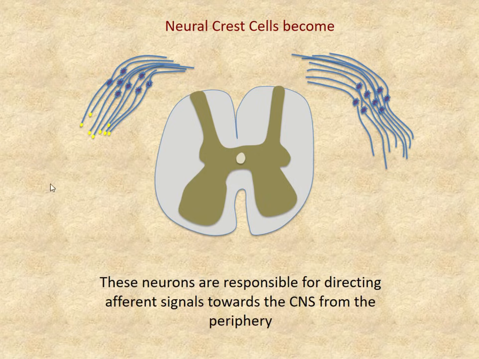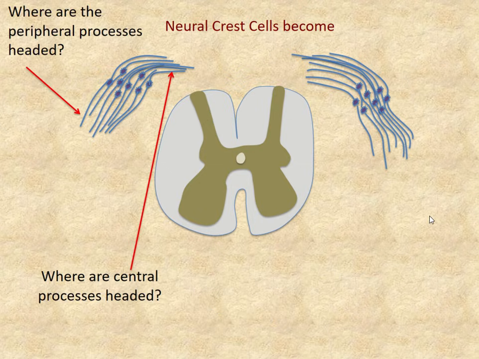And so these cells that are derived from neural crest cells are responsible for directing afferent signals, so sensory signals, towards the central nervous system from the periphery. The signal starts out here in the periphery, and then the signal is going to come in and be handed off to the next neuron, which has a cell body in the spinal cord in the central nervous system. We'll talk about that again.